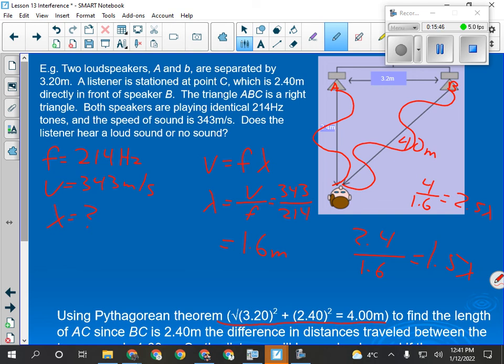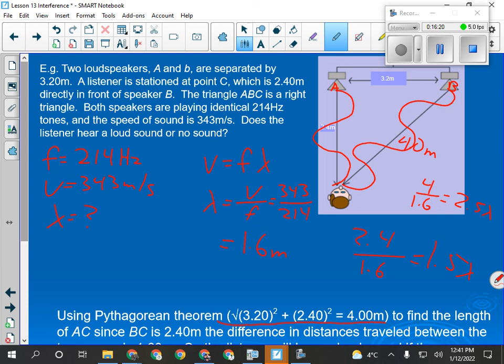If the difference is a whole wavelength, or 2 whole wavelengths, or 500 full wavelengths, as long as it's a whole number, it's constructive. If I get a 2.5 or 3.5 difference, then I would have destructive interference. Does everyone follow me there? It's the difference in travel, the difference in the number of wavelengths. 2.5 minus 1.5 is a whole number, 1. So that's constructive interference.